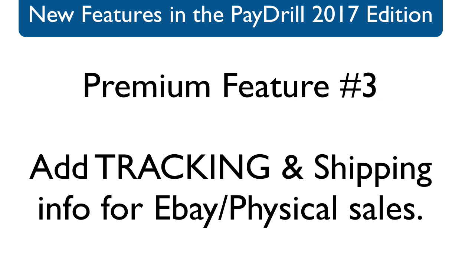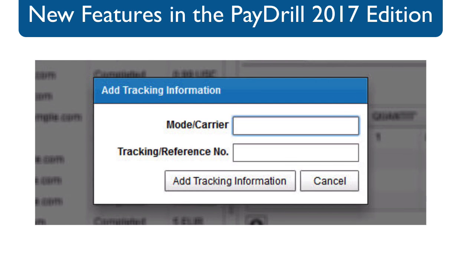Now, if you use PayPal for eBay transactions, the next feature is amazing. You can add tracking numbers for your orders and sales. You can also search by tracking information, and you will be able to see what item was sold and shipped at what time.